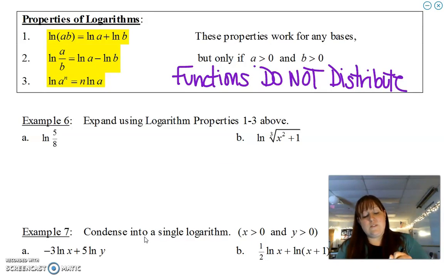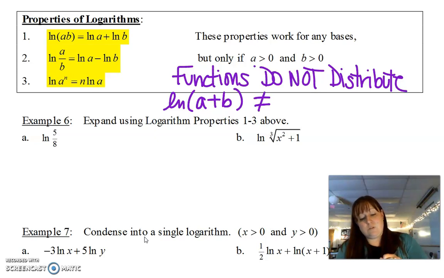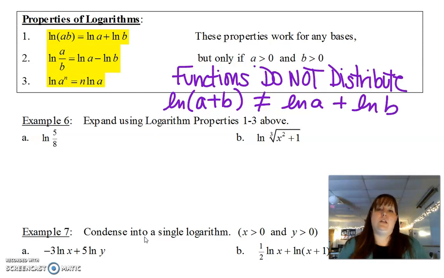In other words, if I have the ln of two numbers added together, I absolutely cannot just say that it equals the ln of a plus the ln of b. They absolutely do not equal each other. Super important to remember: functions do not distribute. So what are some properties of logs, though?